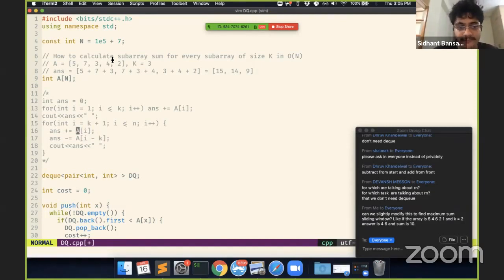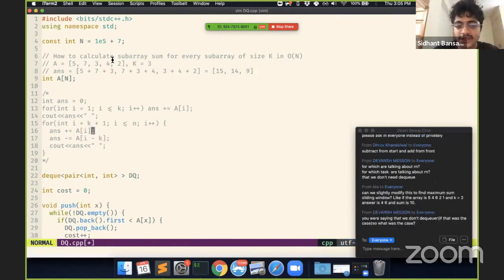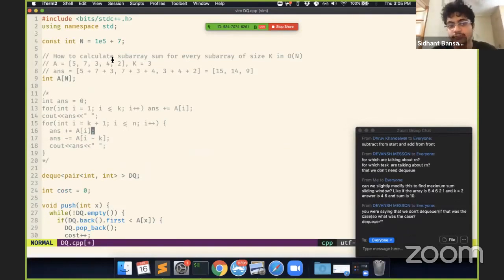You get it? I'm first adding in the (k+1)th element, and I'm removing the first element. Then in the next iteration, I'm adding in the (k+2)th element, and I'm removing the second element, and so on. So I just have a single variable and that does the work.